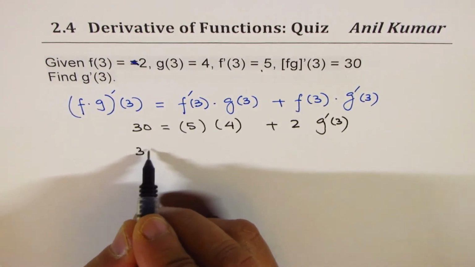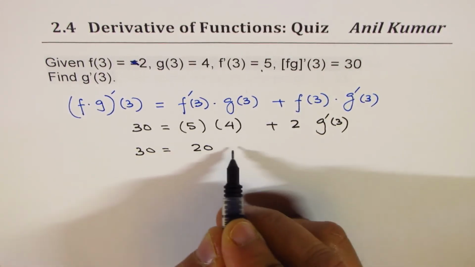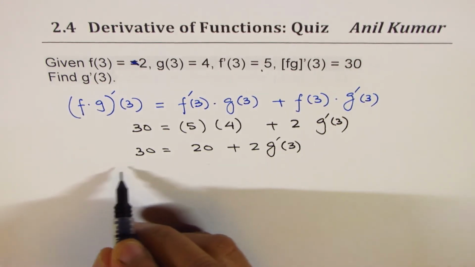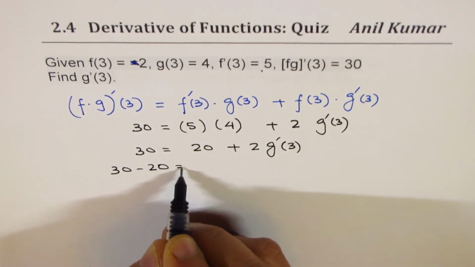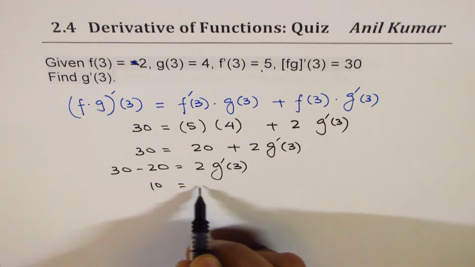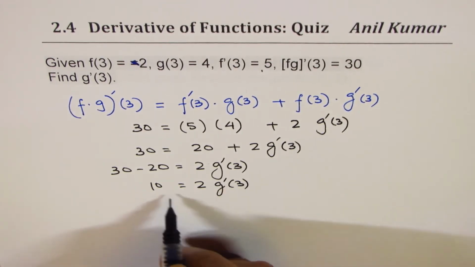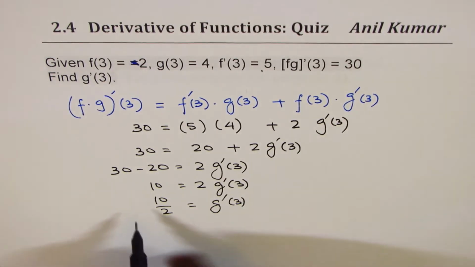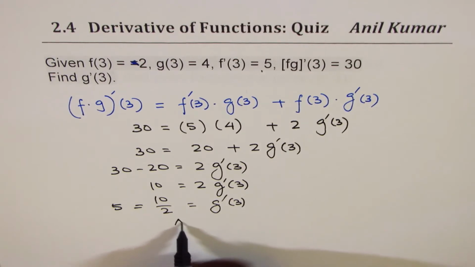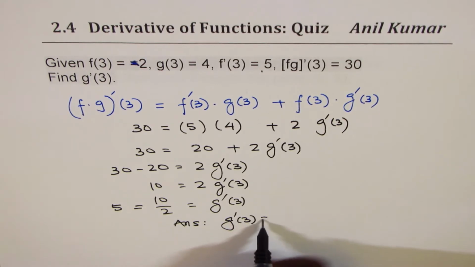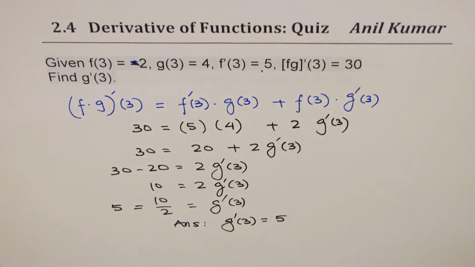So let's put g dash 3 here. So now we can rearrange. You get 30 equals 5 times 4 is 20, plus 2 times g dash of 3. Let's do 30 minus 20 equals 2 times g dash of 3, and that is 10 equals 2 times g dash of 3, or 10 divided by 2 is the derivative of g at 3, and clearly this equals 5. So our answer is the derivative of function g at 3 is equal to 5, right? This is a very interesting question and I hope you appreciate it.